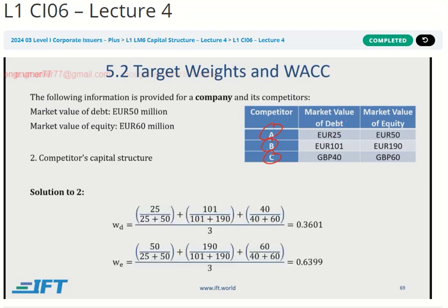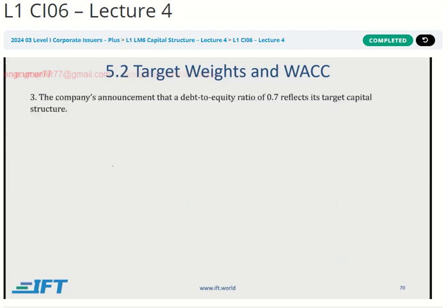So for, let's say, weight of debt, it will be 25 over 75, 101 over 101 plus 190, and then 40 over 40 plus 60. So this way, and divided by 3 because we're taking an average of these 3, this is how you get the weight of debt. And similarly, you can calculate the weight of equity using the competitor's capital structure. And then finally, where they tell you that, hey, we are planning to take our debt to equity to 0.7.